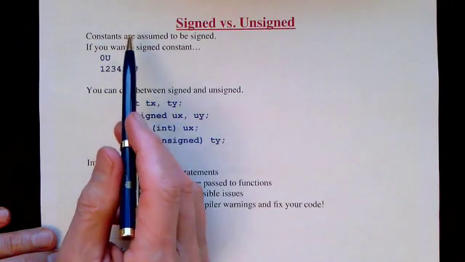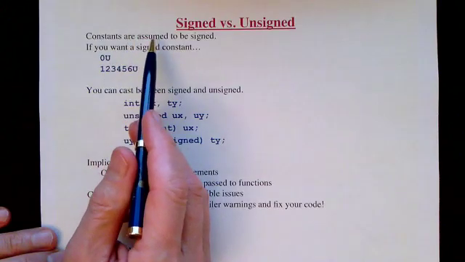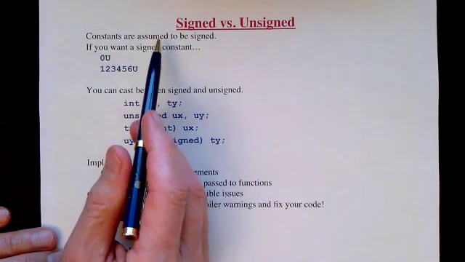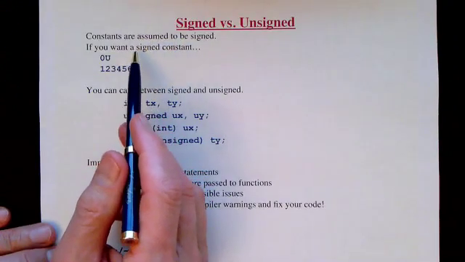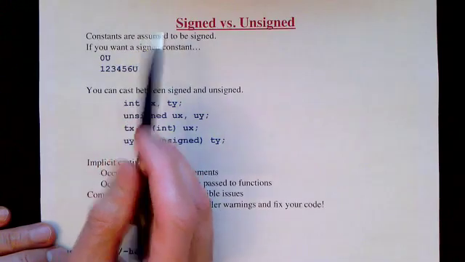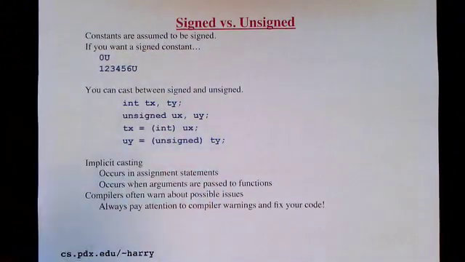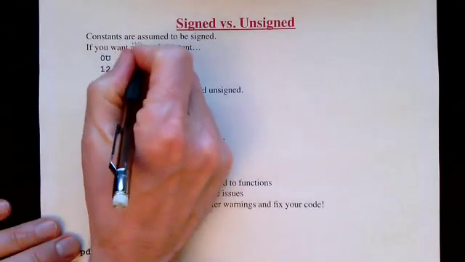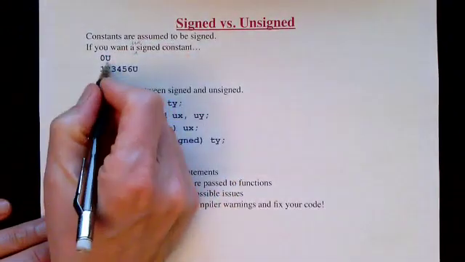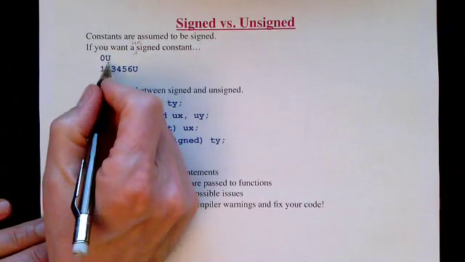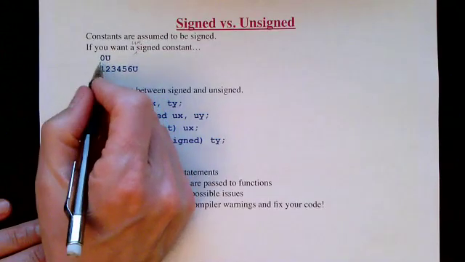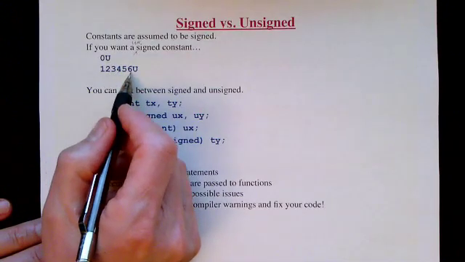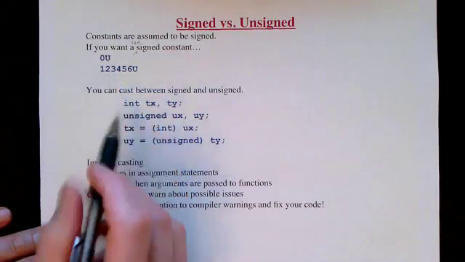In C, we can specify constants in decimal. And if we do so, the assumption is that those numbers are signed. They can be positive or negative. If you want an unsigned constant, and this should say unsigned here, then you need to specifically say that it is unsigned with a U. So the U here indicates that this 0 will be treated as an unsigned value, and that this number here will be treated as an unsigned value.